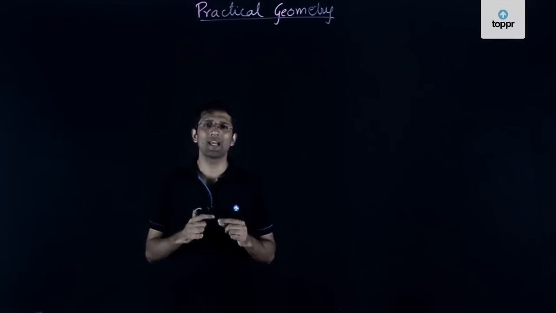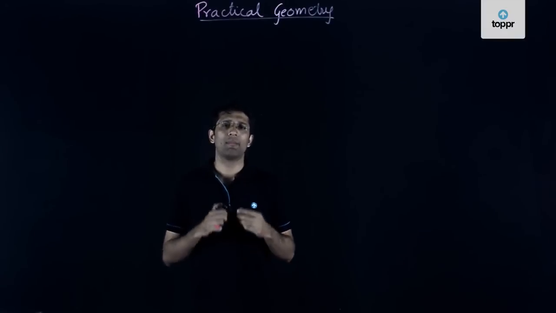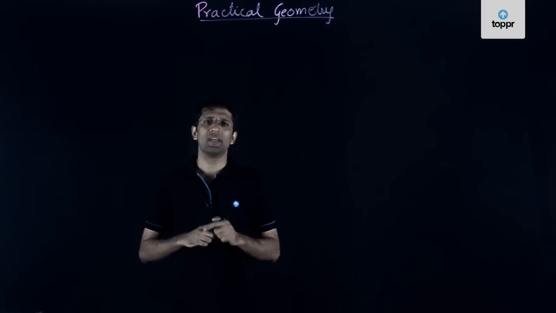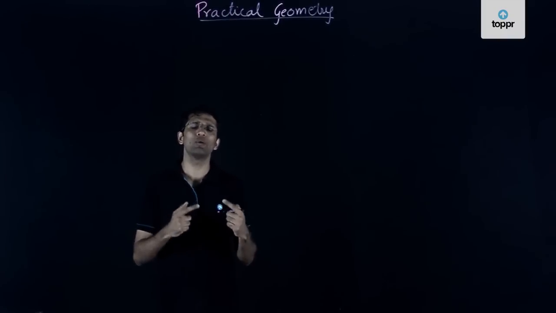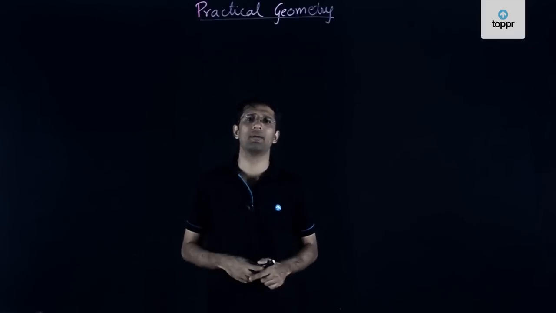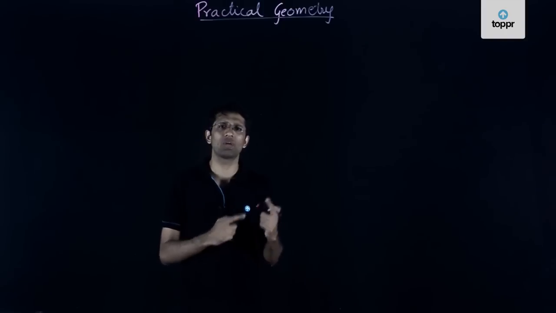Hi, in this class we are going to learn a topic known as practical geometry. Now, practical geometry deals with construction of various polygons. In standard 7 we have learned how to construct a triangle and now we will learn how to construct a quadrilateral. Let us first do a small recap of what a triangle is and what a quadrilateral is.